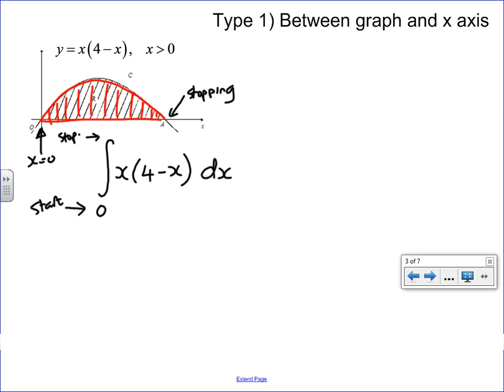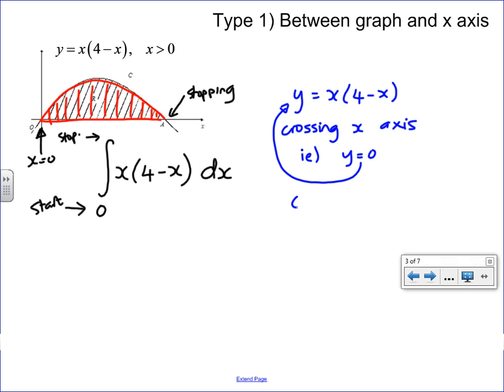Okay, so the issue here is where are we going to stop the area? What's happening at A? The curve is crossing the x-axis. The curve y equals x(4 minus x) is crossing the x-axis. What's happening on the x-axis? Y is 0. Exactly. Y is 0. So we can sub in y is 0 to the equation, and then we should be able to see it. This is fairly easy to solve. Either x is 0, which we already had, or 4 minus x is 0. So x is 4.